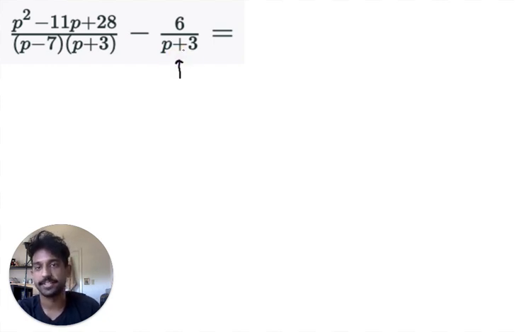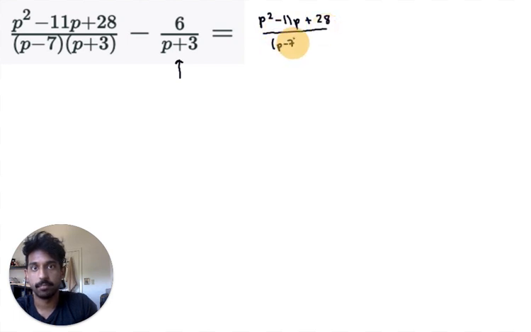I see that it already has this p plus 3, and what I realize is that I'm going to have to multiply a p minus 7 on the numerator and denominator. And so what that means is this left term is going to stay the same. That'll be p squared minus 11p plus 28 all over p minus 7, p plus 3. And then here, we're going to keep that minus. It's very important. 6 times that thing we want, p minus 7. And so now our denominator of this fraction is not just p plus 3, but it's going to be p minus 7 times p plus 3.